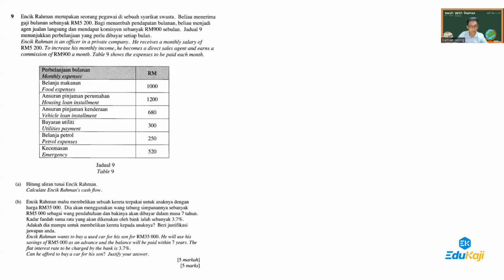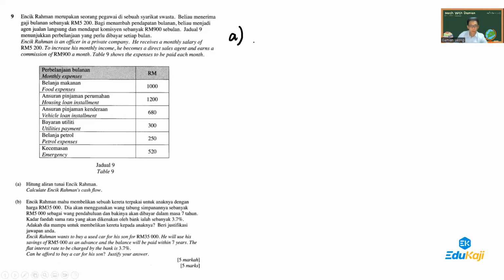Question 9. So Encik Rahman is an officer in a private company. So he received a monthly salary of 5,200 ringgit. So to increase his money income, he becomes a direct sales agent and earns a commission of 900 ringgit a month. Yeah, table 9 shows the expenses to be paid each month. So first, calculate Encik Rahman's cash flow.